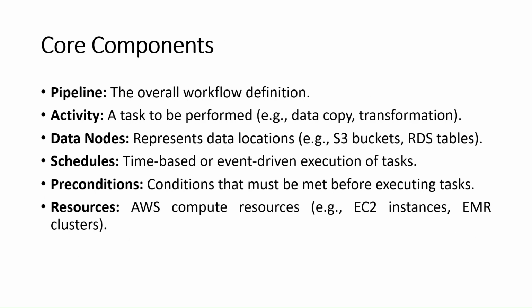And the third thing is data nodes. They represent data locations, for example S3 buckets or RDS tables. It will help to schedule and control when the task runs. These can be based on times, or triggered by specific events.